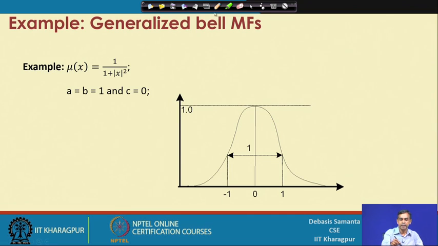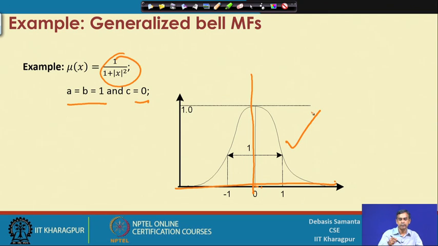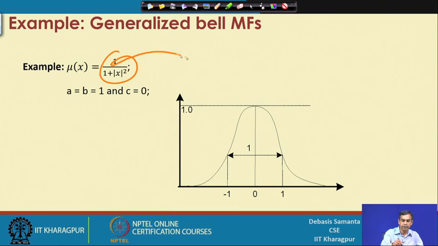Now, this is a typical example of a generalized bell for particular values of A, B, C, where A and B equal 1 and C equals 0. That means C equals 0 and these are the functions, and if we plot this, then it gives a curve like this. So, we can plot it and then we have this curve. This is basically the graphical representation of this one.